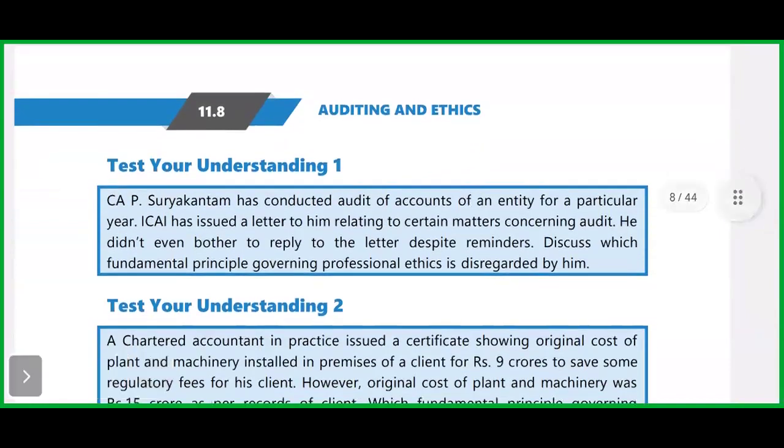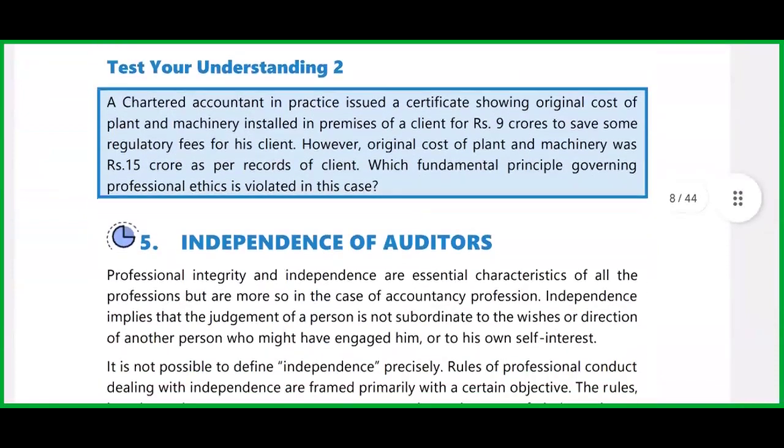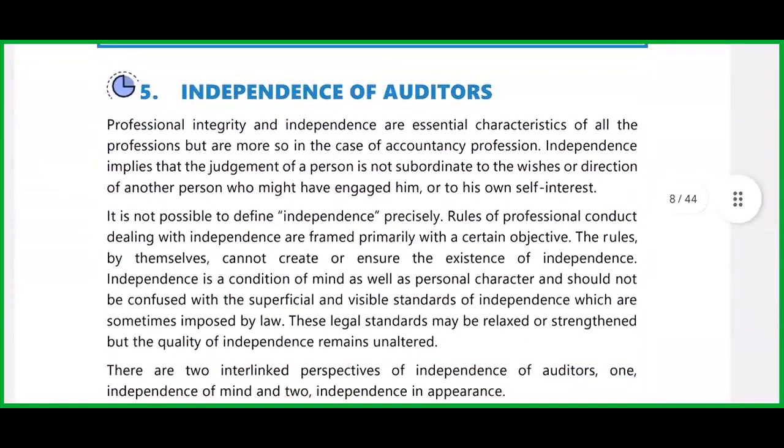So, 5 points. Are you clear with this? Yeah, ma'am. All right.